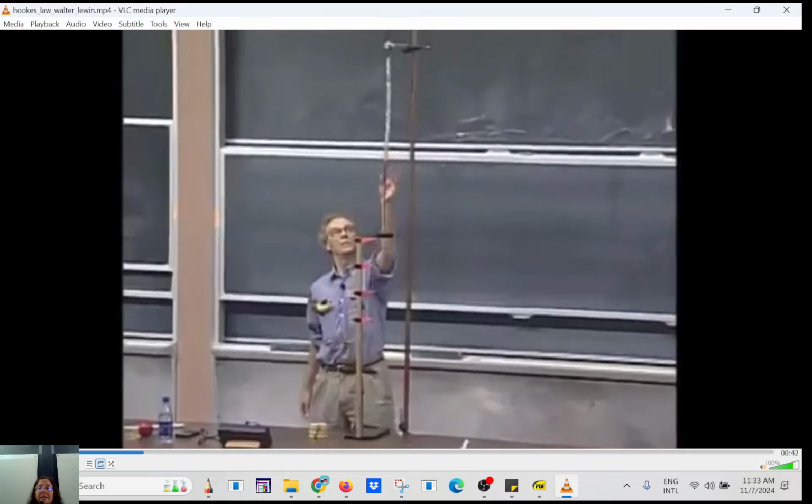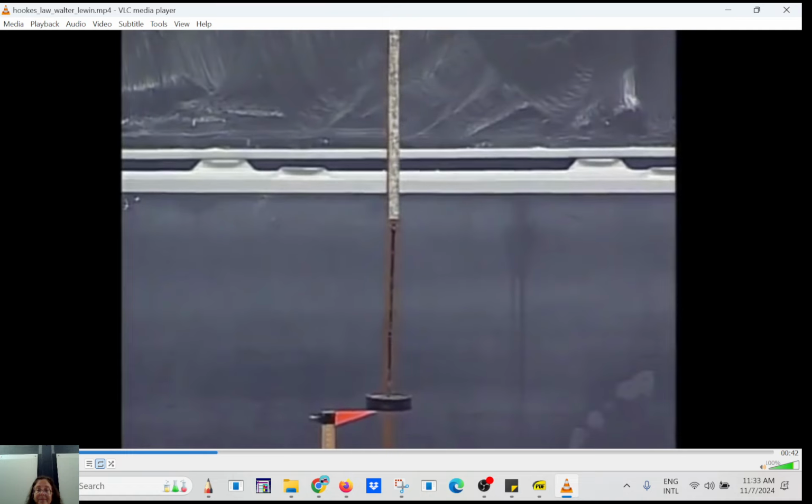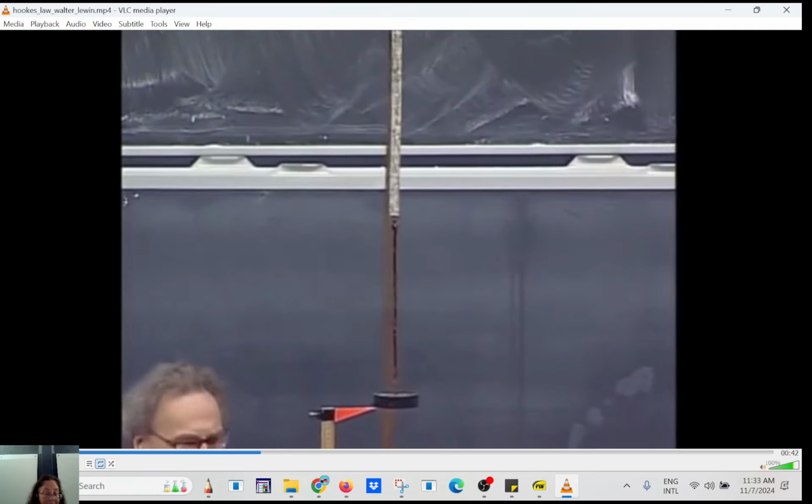I have a spring here. Maybe I should cut that. And there is a holder here I have to attach to it, so it's already a little bit under stress. That doesn't make any difference.